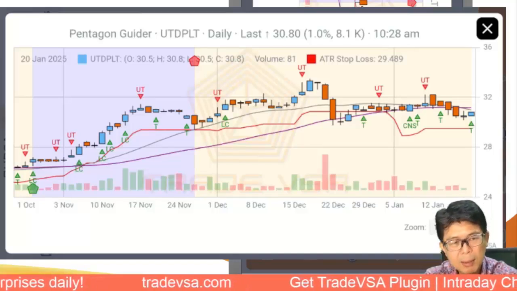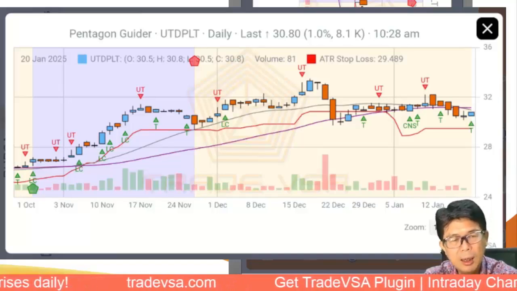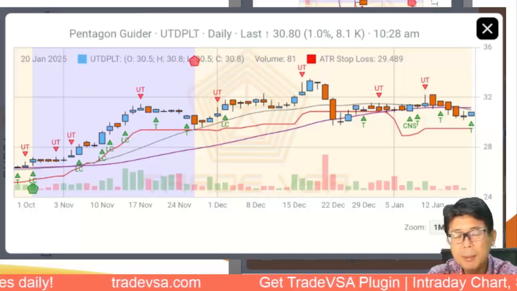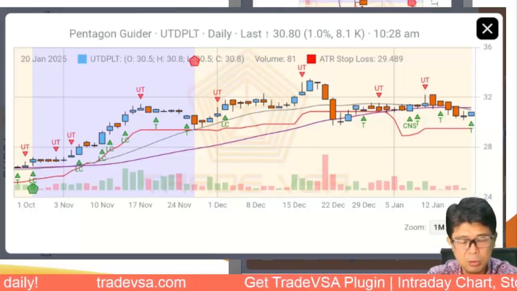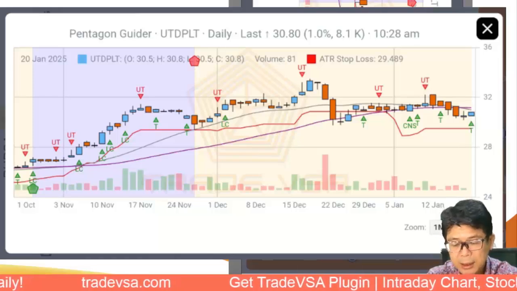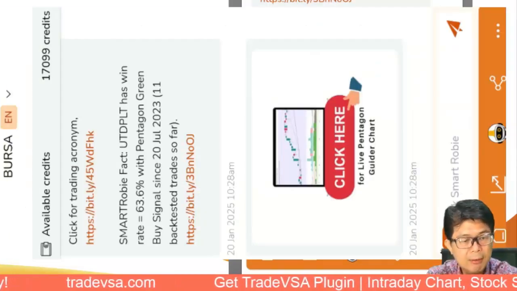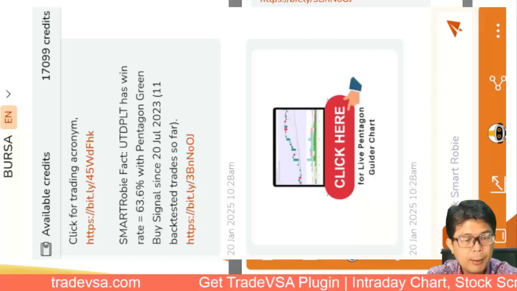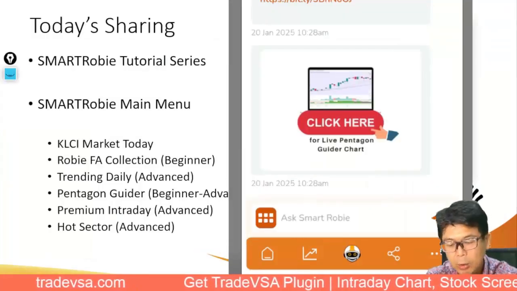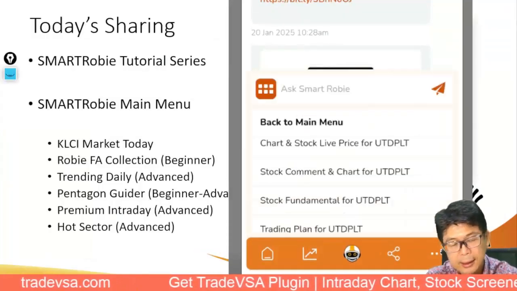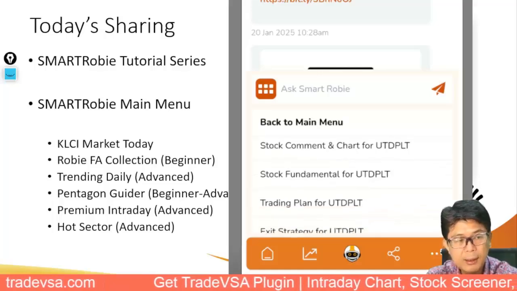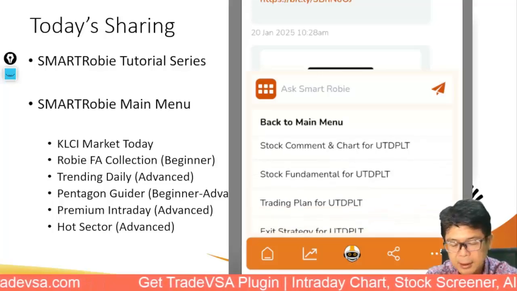No doubt the market did move higher, but it didn't go down here, because United Plantation is one of the stronger fundamental stocks, right? And it pays good dividends. And how do we know that? So we exit from here, go to the submenu and look at stock fundamental. So you can see here, stock fundamental.